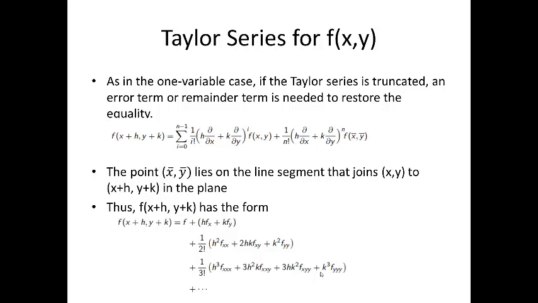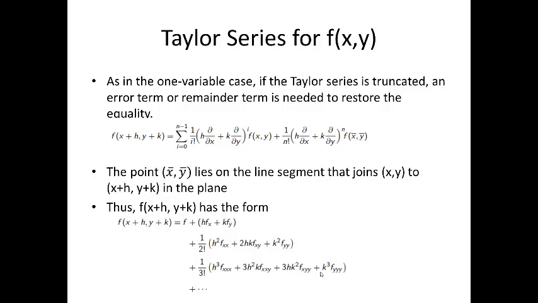And that error term is given here. Now the point x bar, y bar lies on the line segment that joins x, y to x plus h, y plus k in the plane. So basically your Taylor series in two variables is going to have the form given at the bottom. It's interesting to note that here the author switches between the partial differentiation symbols and the subscript notation. They're both equivalent, so don't worry about it too much.